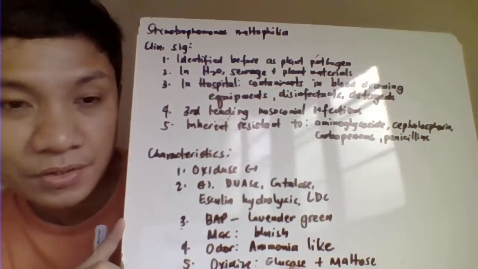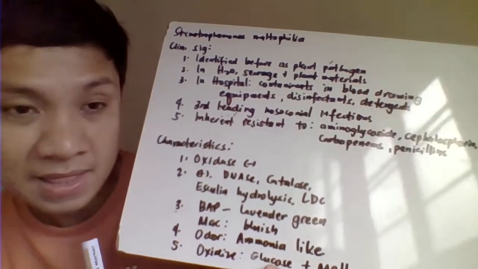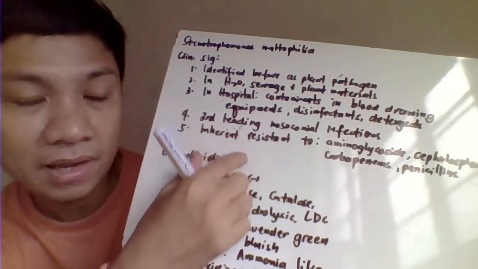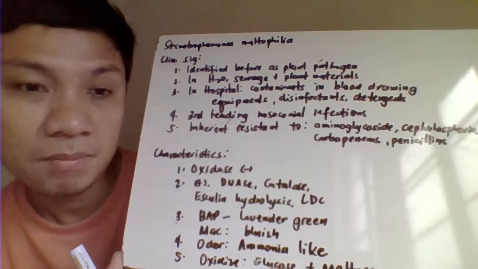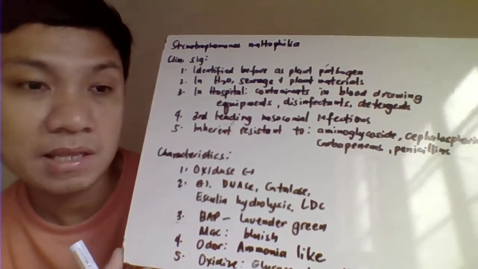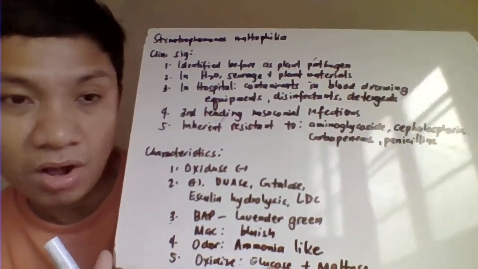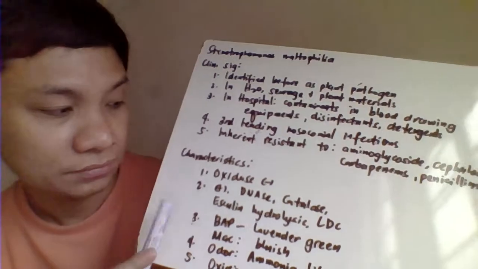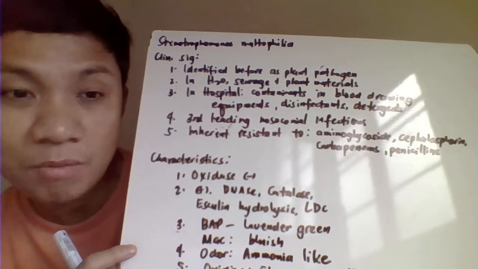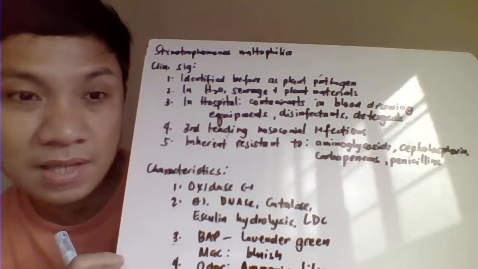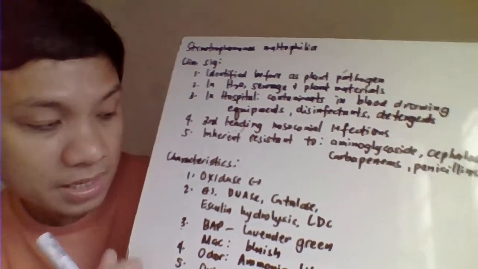This bacteria is also primarily intrinsically resistant. So this is already inherently resistant to the following groups of antibiotics: aminoglycosides, cephalosporins, penicillins, and even carbapenems. Okay, we have here the colony characteristics. This is oxidase negative, the same with your Acinetobacter. Acinetobacter is also oxidase negative. A positive lang natin for oxidase would be your Pseudomonas and your Burkholderia.